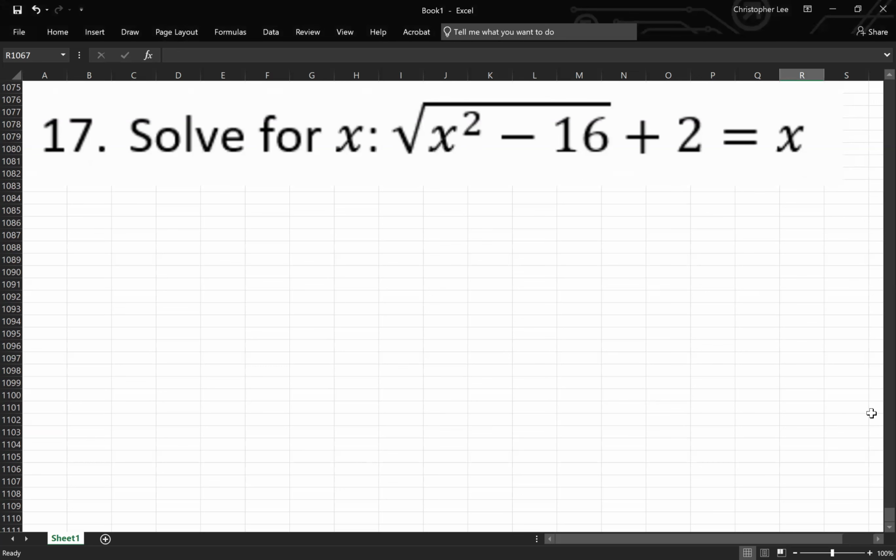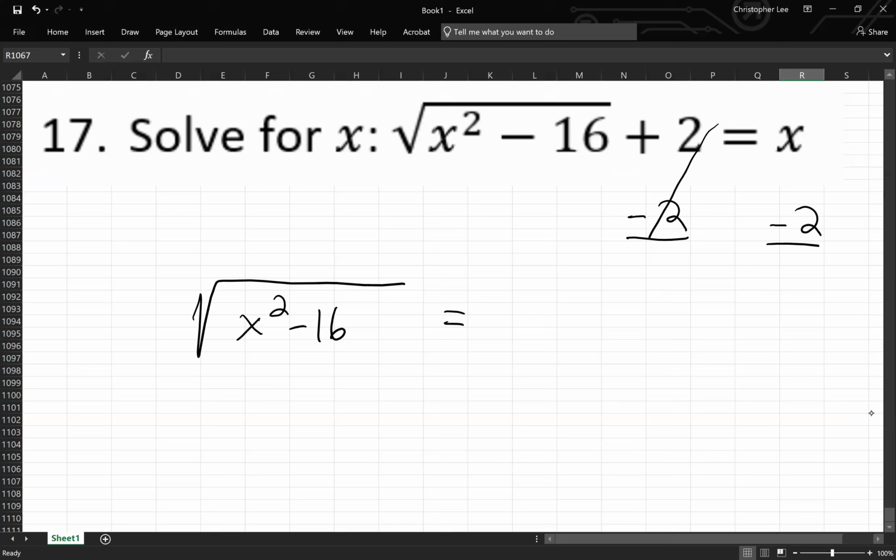All right, let's do this, right? Long story short, blah, blah, blah. I want to solve for x. All right. So first thing you want to do, you want to isolate your radical, right? Isolate your radical. So I'm gonna subtract 2 from over here. But what I do to one side of the equation, I gotta do to the other side of the equation. So now I have square root x squared minus 16 is equal to x minus 2. Now I want to get rid of that square root. So to get rid of the square root, I gotta do what?